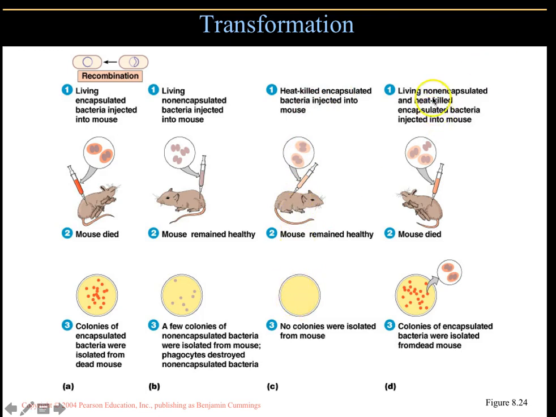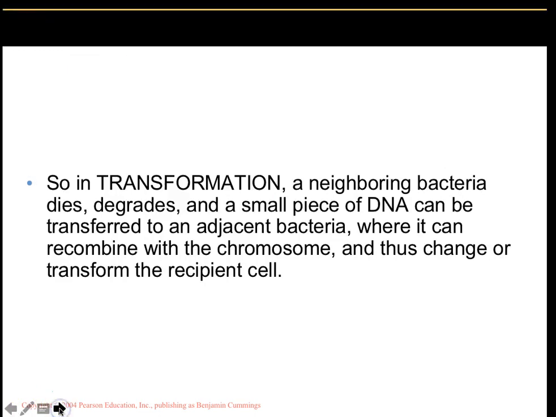But then they're going to take living, non-encapsulated bacteria and heat-killed encapsulated bacteria. And what you would expect is you would expect the mouse to be fine, just like the mouse over here is fine. But the mouse dies, and you recover live encapsulated bacteria. So how did that happen? It happened through a process called transformation. I love the word, because to transform somebody means that they change, and usually transformation is a very positive thing. And for the bacteria, it is.